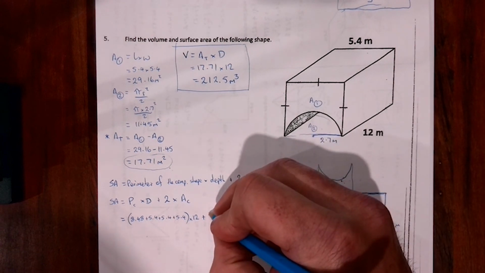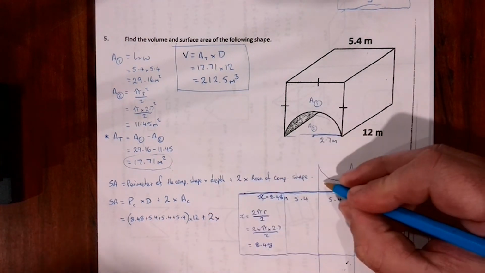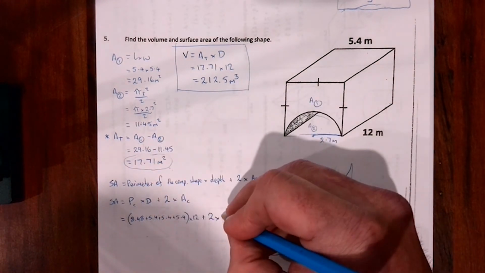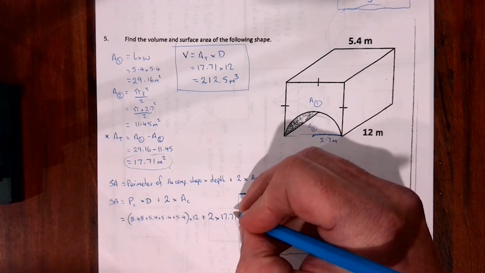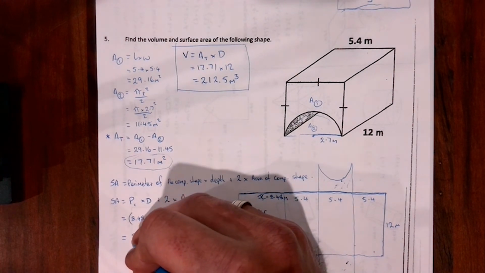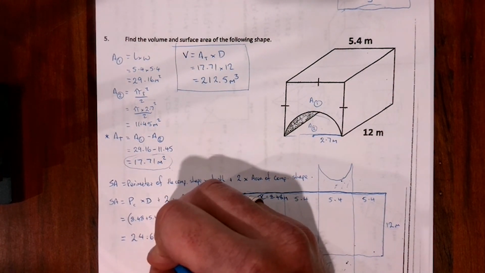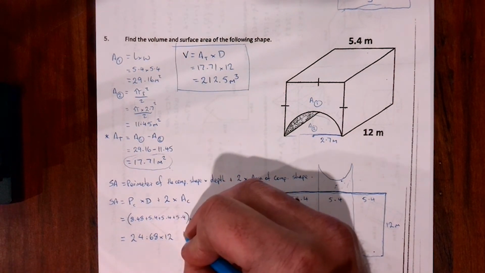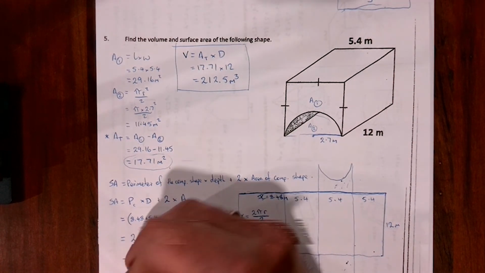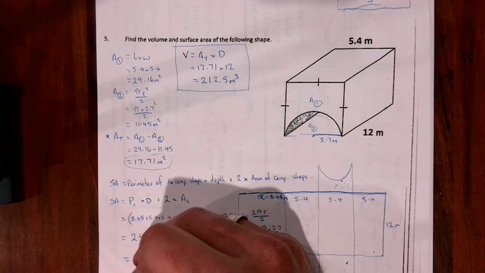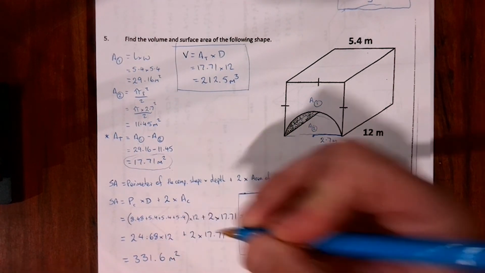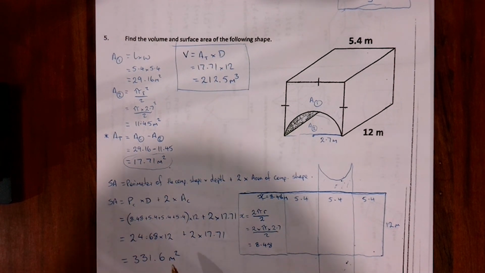plus 2 times the area of these guys, which remember was the one that we saved the information about, 17.71. And if you pop that into a calculator and start breaking it down, that would be 24.68 multiplied by 12 plus 2 times 17.71, or a grand total of 331.6 square meters this time. I guess we're talking about surface area.